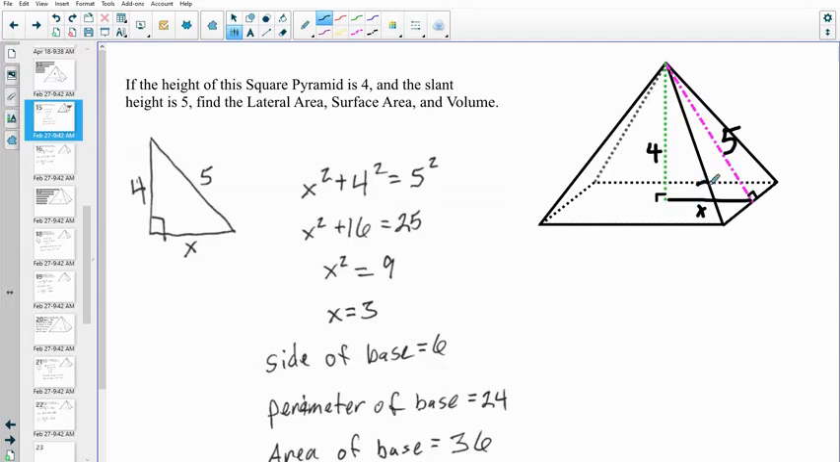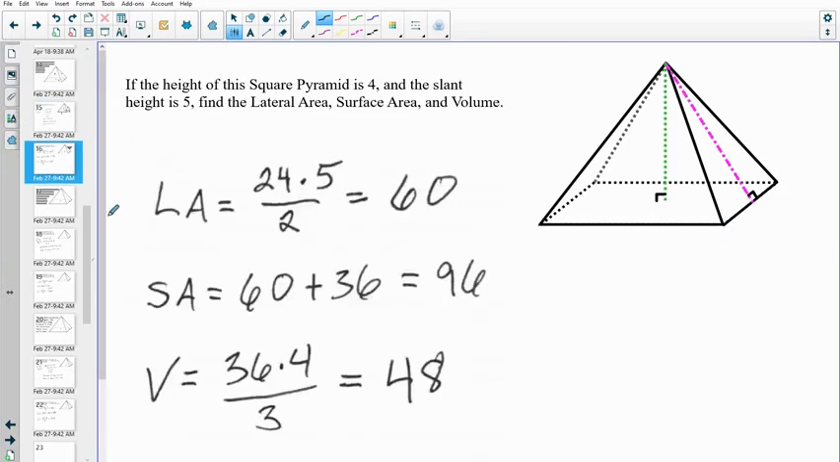And then finally, if x is equal to 3, well, if this point right here is the middle of the base, then this distance is half the length all the way across. So if this is a square, it's the same length all the way across. 3 is half of 6. And so the length of the sides of the base is 6, which means if I want to find the perimeter, 6 plus 6 plus 6 plus 6, or 6 times 4. And finally, the area of the base, 6 times 6 to get 36. And at that point, I have everything that I need.